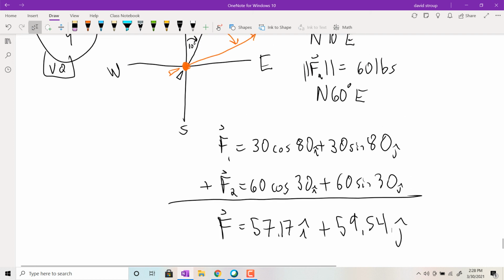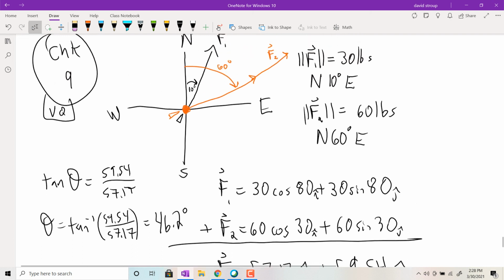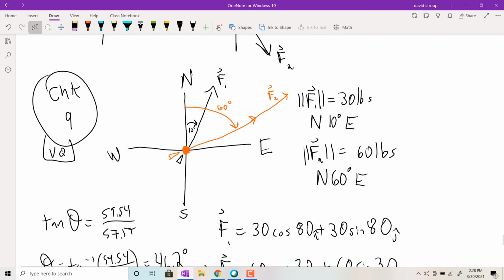So again, I want two things now. I want the direction of the resultant force. So to get the direction, you go back to your tan of theta, which is going to be your y component. So the b value, which is here, over the a value. So the b value, 59.54, all over 57.17. So theta will be tan inverse of that. And if you put that into your calculator, make sure you're in degrees, you will get 46.2 degrees. Okay. So the direction of the resultant vector is more closely aligned to that red vector. And that makes more sense because that one's exerting more force.